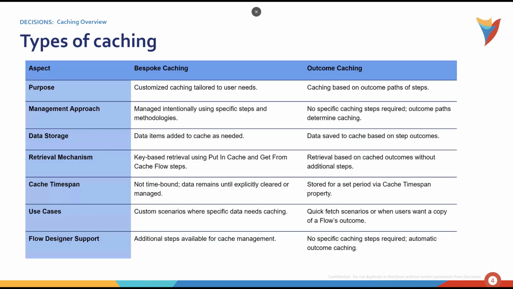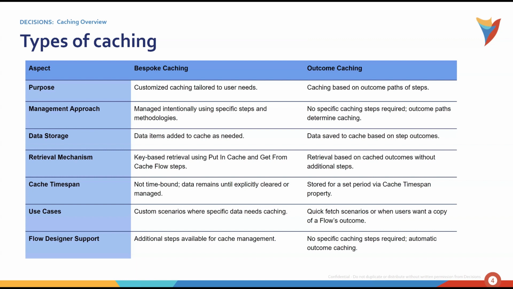Now let's go ahead and touch upon the types of caching. We basically have two types of caching. One is bespoke caching and another is outcome caching. First, let's see what is bespoke caching.